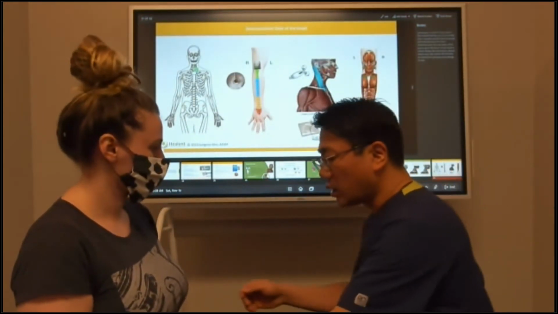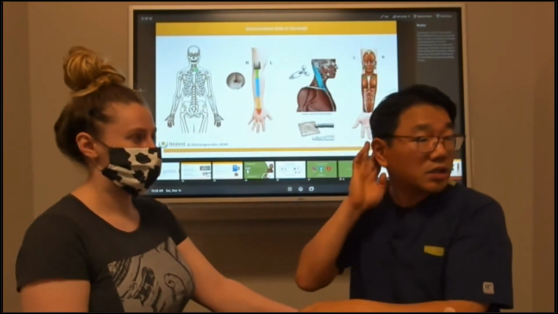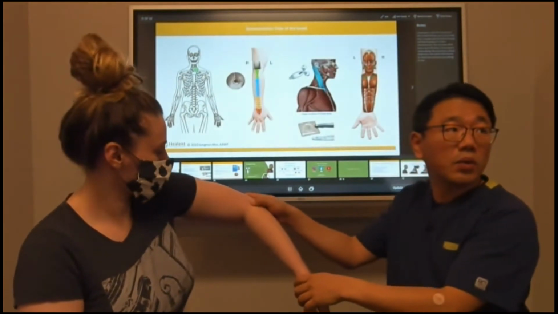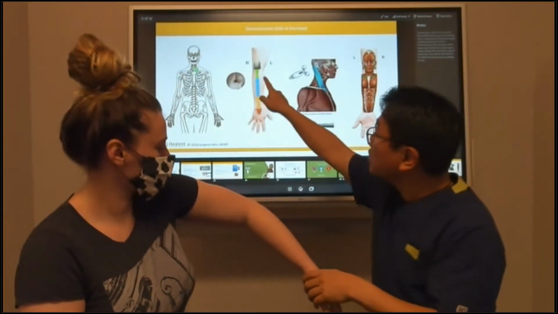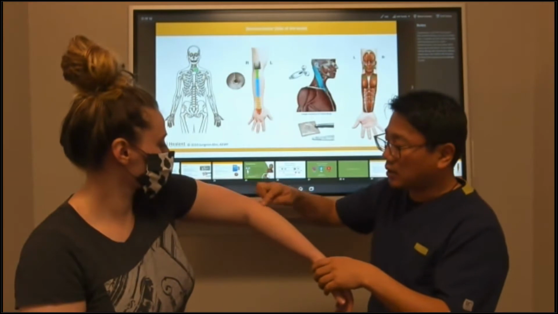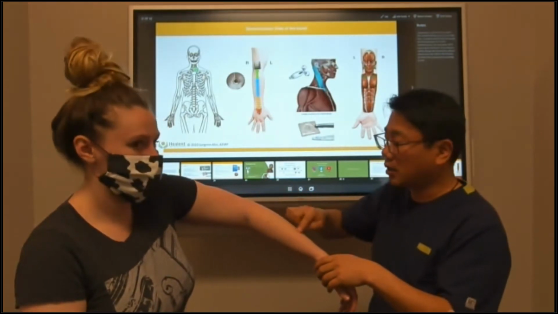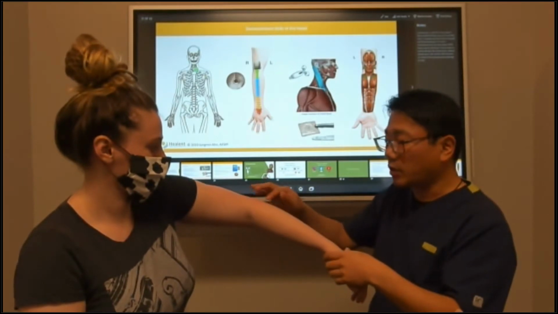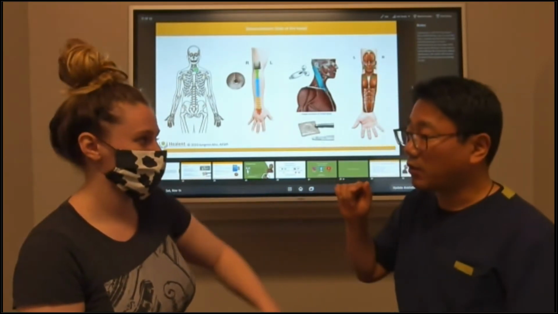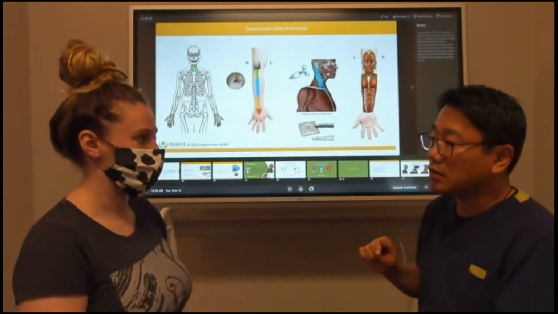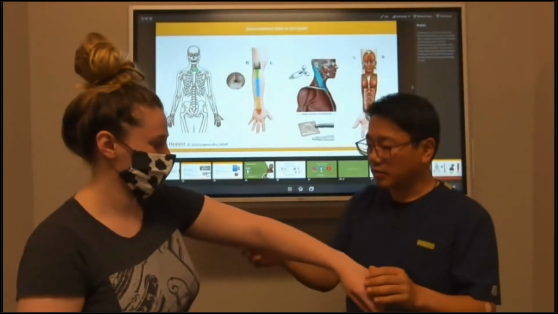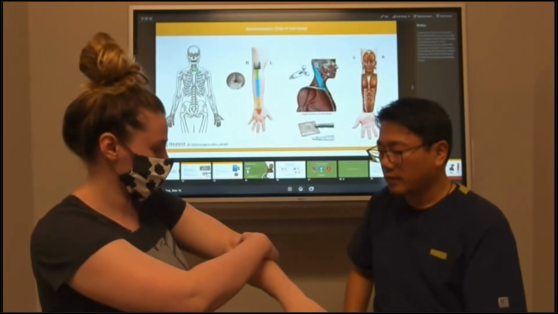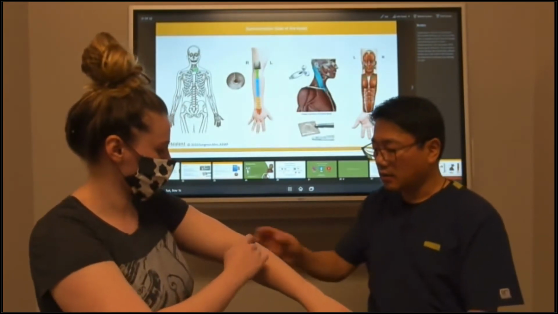Since the SCM muscle is attaching here, you can find a point around here. This is your neck. This is your upper back and middle back. So you can find a tender point around here. Do you have neck pain on the left side or right side? Left side, good. So this is the left side. Please find the tender point. Right here.